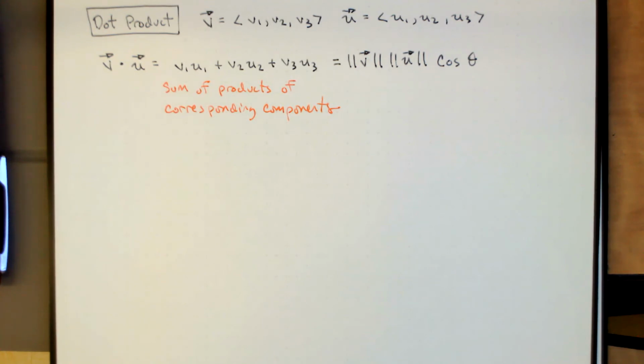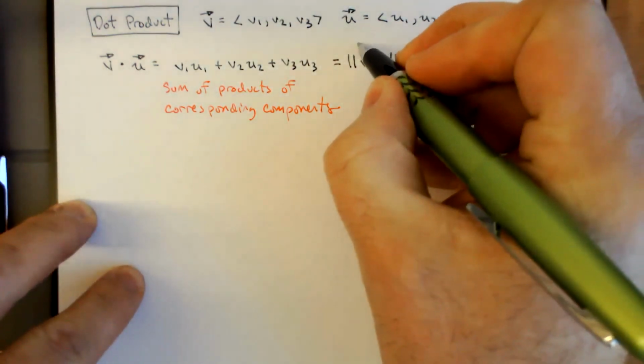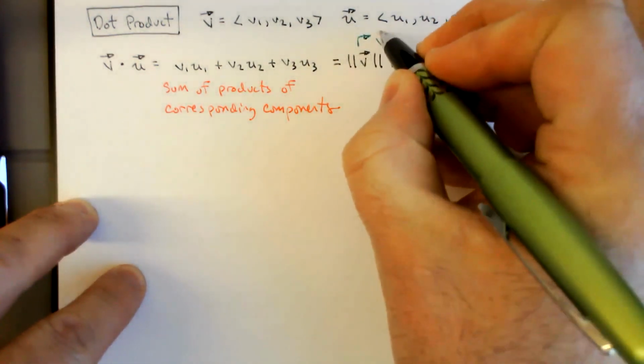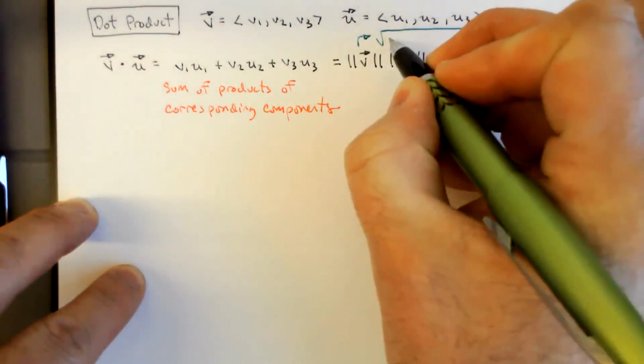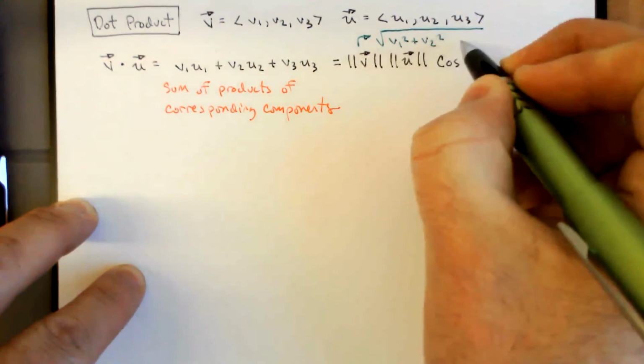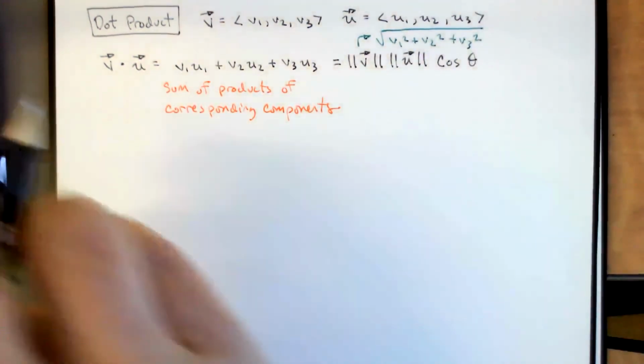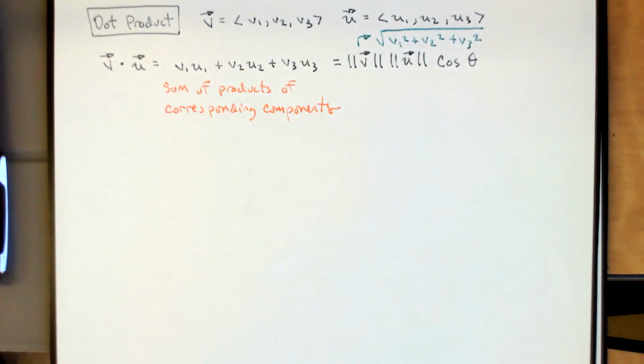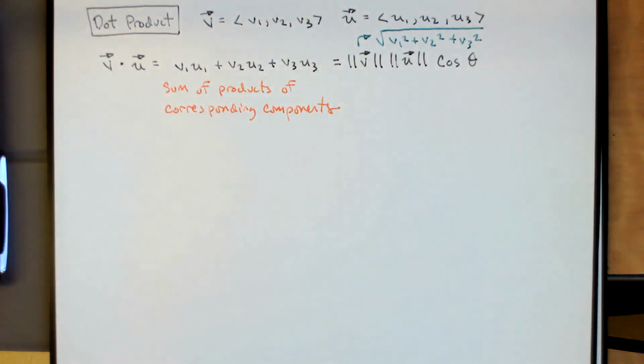The magnitude of a vector is just the length of the vector, and we can calculate that using the distance formula. So the magnitude of V is just going to be the square root of V1 squared plus V2 squared plus V3 squared. The magnitude of U would be similar. Cosine of theta. Theta is the angle between the vectors U and V.